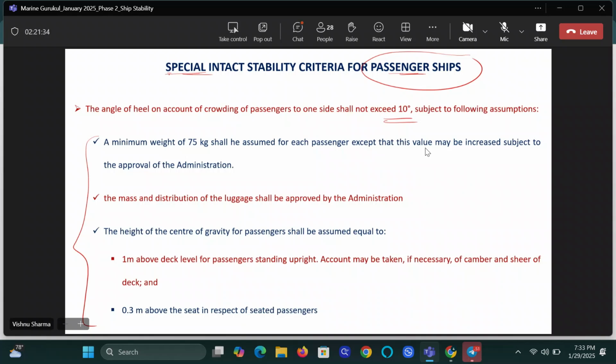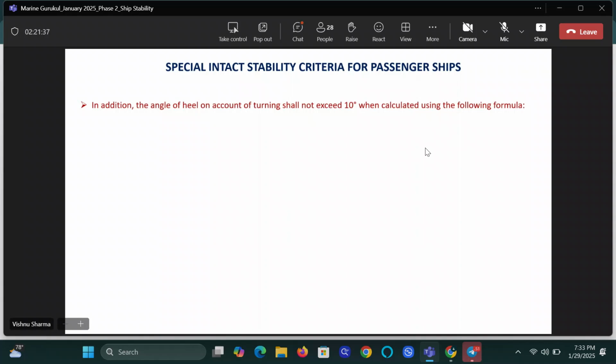Likewise, passenger ships have to demonstrate one more thing, because they don't want to cause discomfort to the passengers. They have to demonstrate that the angle of heel on account of turning shall not exceed 10 degrees. Now, guys, we just saw this angle of heel on account of turning depends on the KG of the ship, the KB of the ship, the speed of the ship, the GM of the ship, and the radius of curvature, the radius of turn.